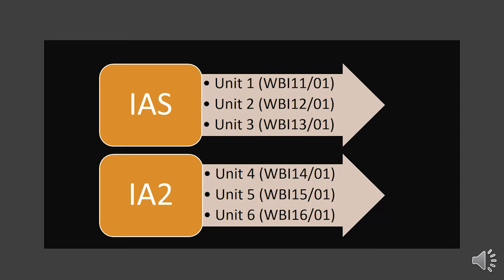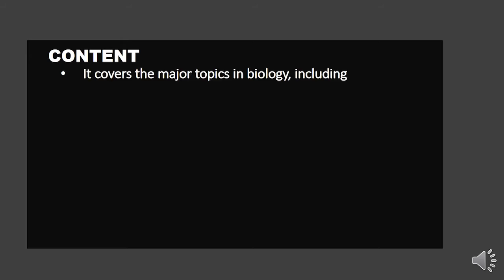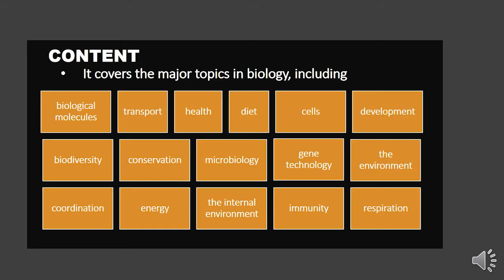But before getting into that, let's see what contents will be taught in your course. You can see in the slide, there are topics such as cells, diet, respiration, coordination, biodiversity, and so on. Most of you will be familiar with most of these topics because you would have learned them in your previous grades. But when it comes to A level, they'll be taught at a much more advanced level. Okay, so now let's see the content overview.